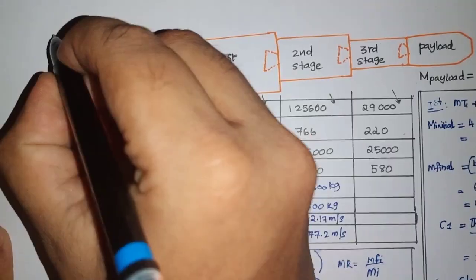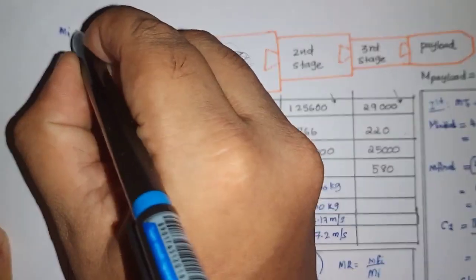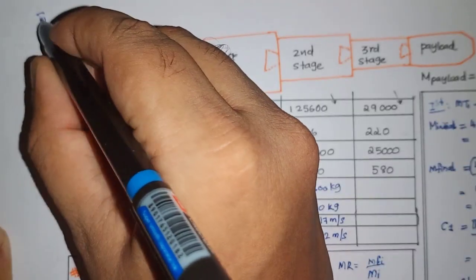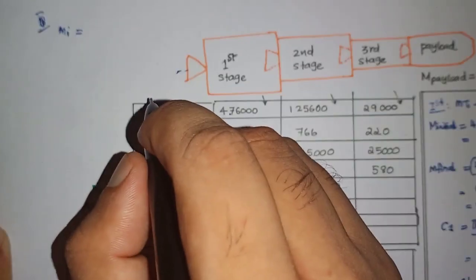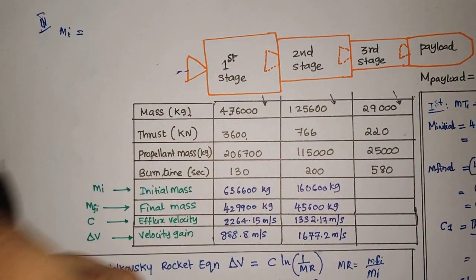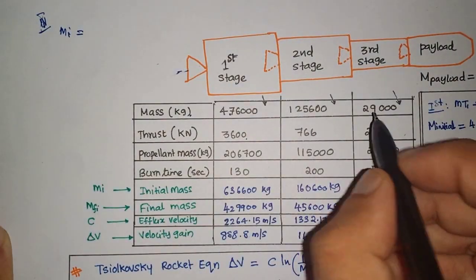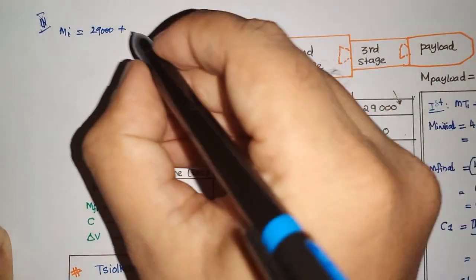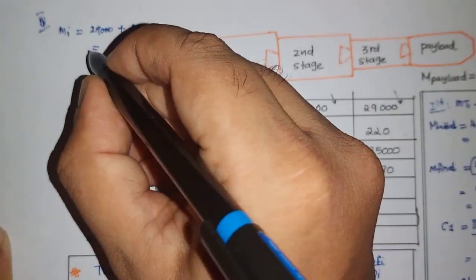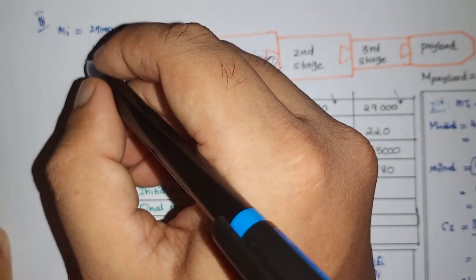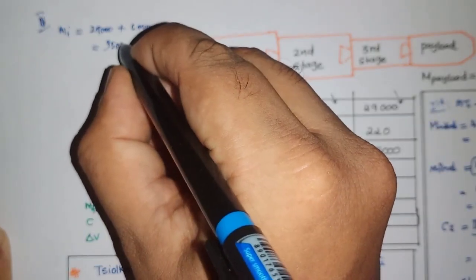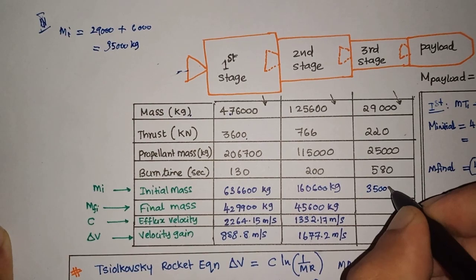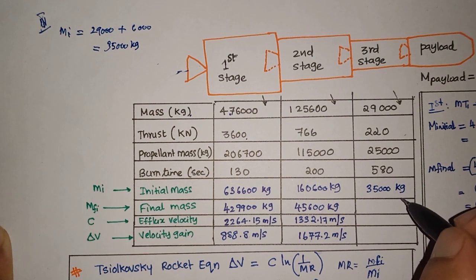Okay, so your M initial for the third stage, I'll mark here third so it will be clear for you. So M initial is going to be the third stage mass, which is 29,000, plus the payload, 6,000. So this will yield me around 35,000. Okay, so without wasting much time, I'll start filling here. I got 35,000 kilograms.